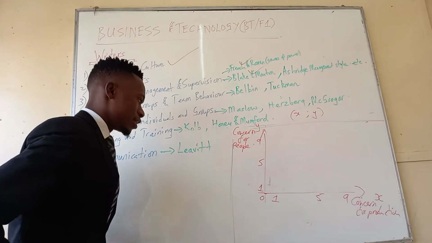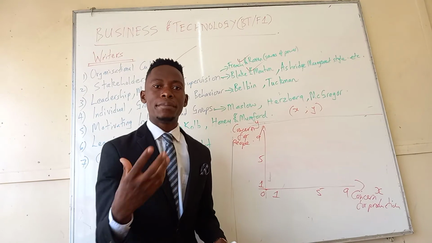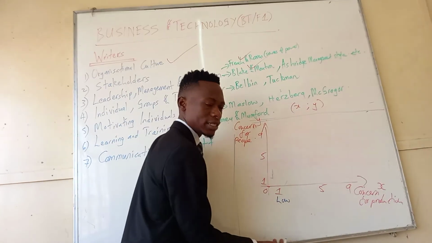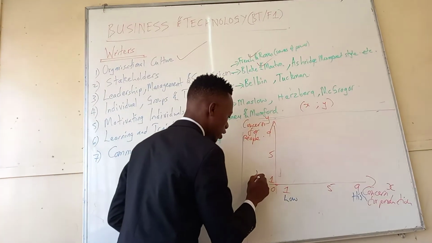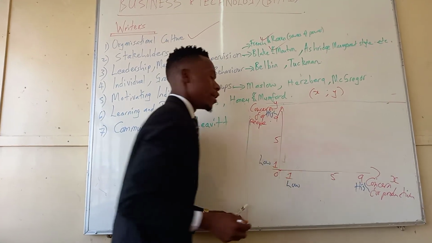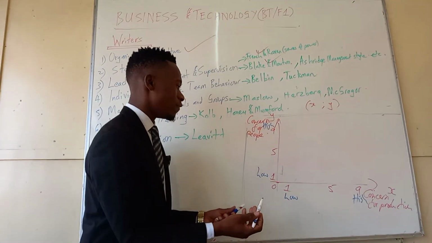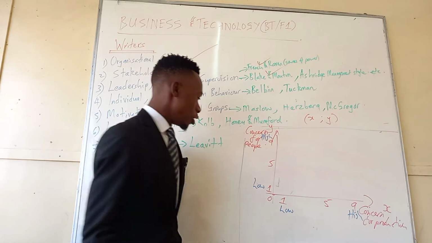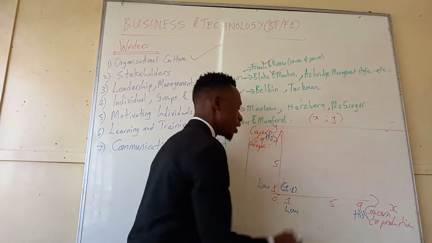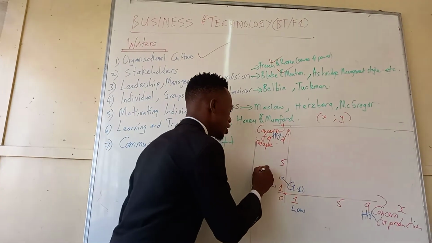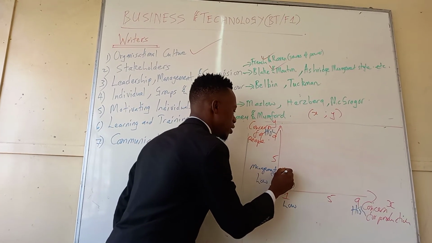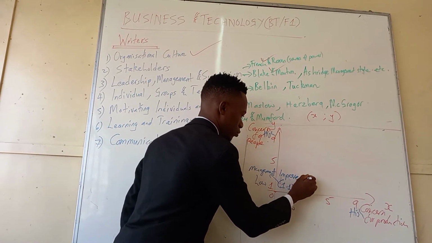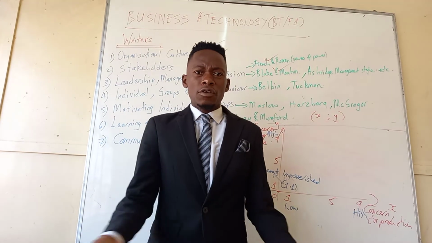Blake and Mouton say that if you are a manager, so this is, I think, at one, this is low, at nine, this is high. They say that if you are a manager, we have low concern for production and low concern for people. That means you are at one. And they call it management what? It's management impoverished.